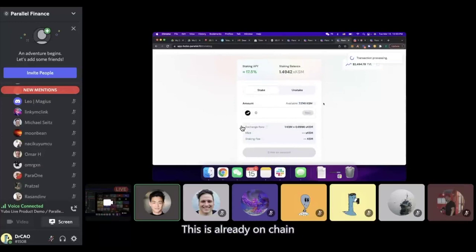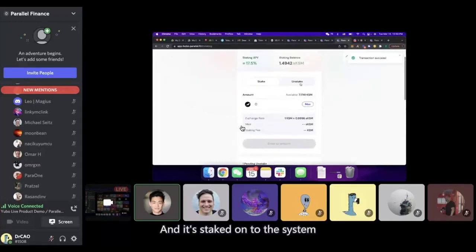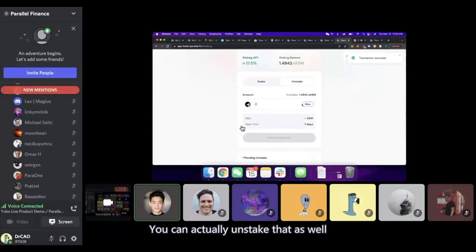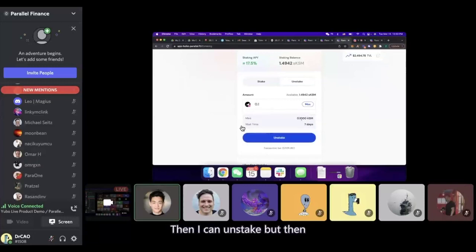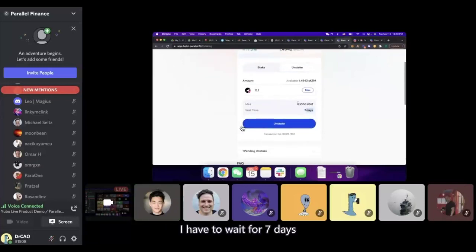This is already on chain. It's staked onto the system. If you want, you can actually unstake that as well, right? You have to wait for 7 days. So let me give you examples. If I want to unstake one of them, then I can unstake, but then I have to wait for 7 days. And then let's say I put like 1.